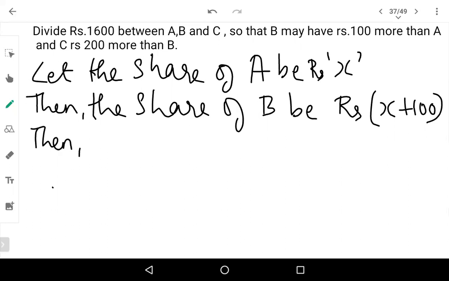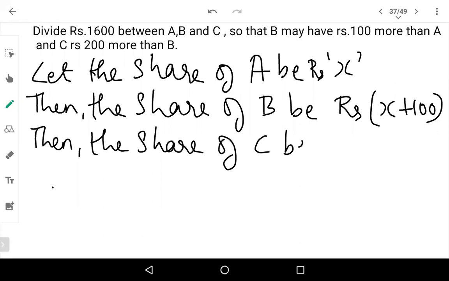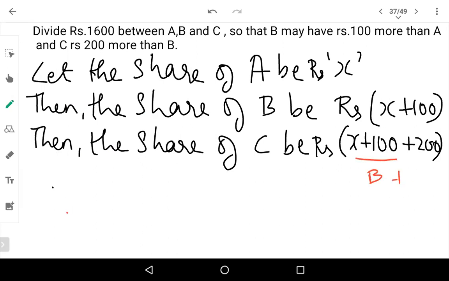Then the share of C be rupees X plus 100 plus 200. Why X plus 100 plus 200? This part is going to be B's amount. From B, 200 extra. So that is why X plus 100 plus 200. Okay. So this is the first explanation part.